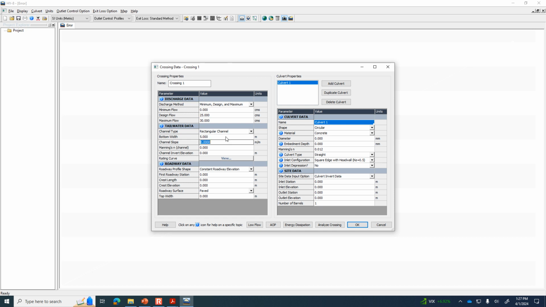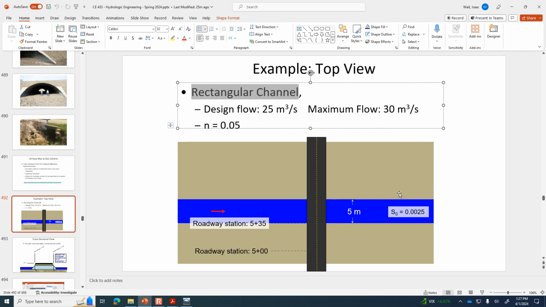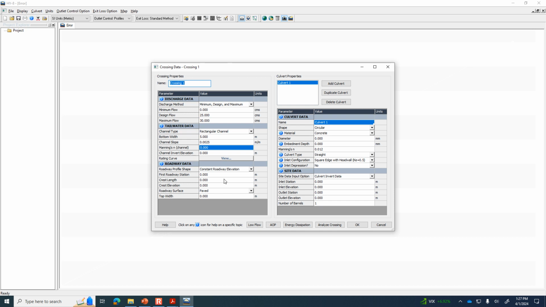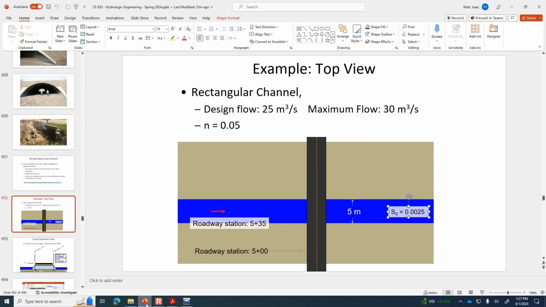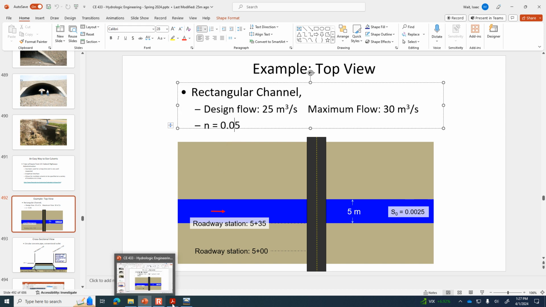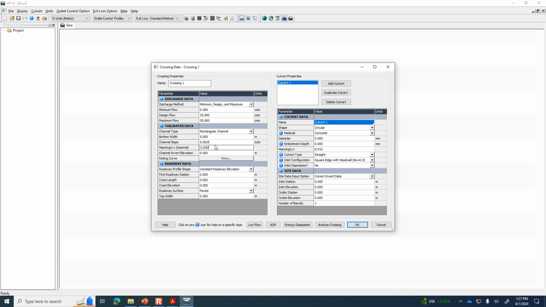Channel slope 0.0025. That was given in the drawing. 0.0025 is the channel slope downstream. Manning's n, in the drawing it says it is 0.05. 0.05, and then channel invert elevation.